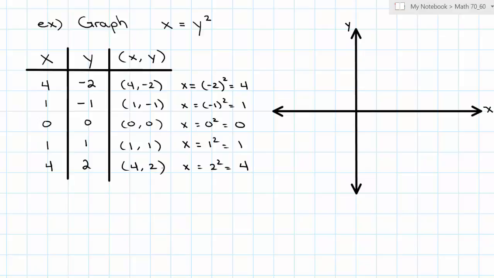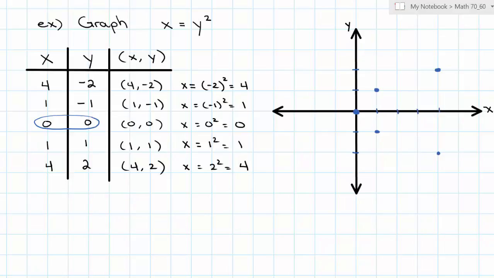Now let's plot these points on the graph and let's see what this parabola is going to look like. I'm going to start off by plotting 0 comma 0. That's going to represent my vertex of my parabola. Next I'm going to plot 1 comma 1. Then I'm going to plot 4 comma 2. Next 1 negative 1. And last 4 negative 2.